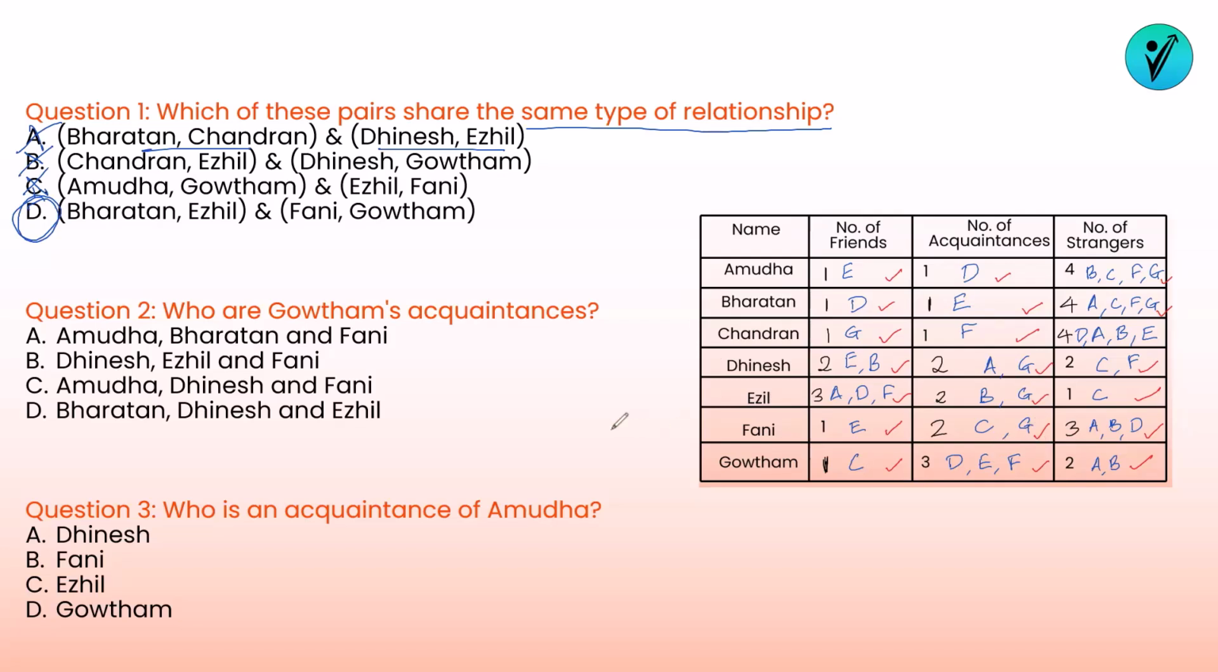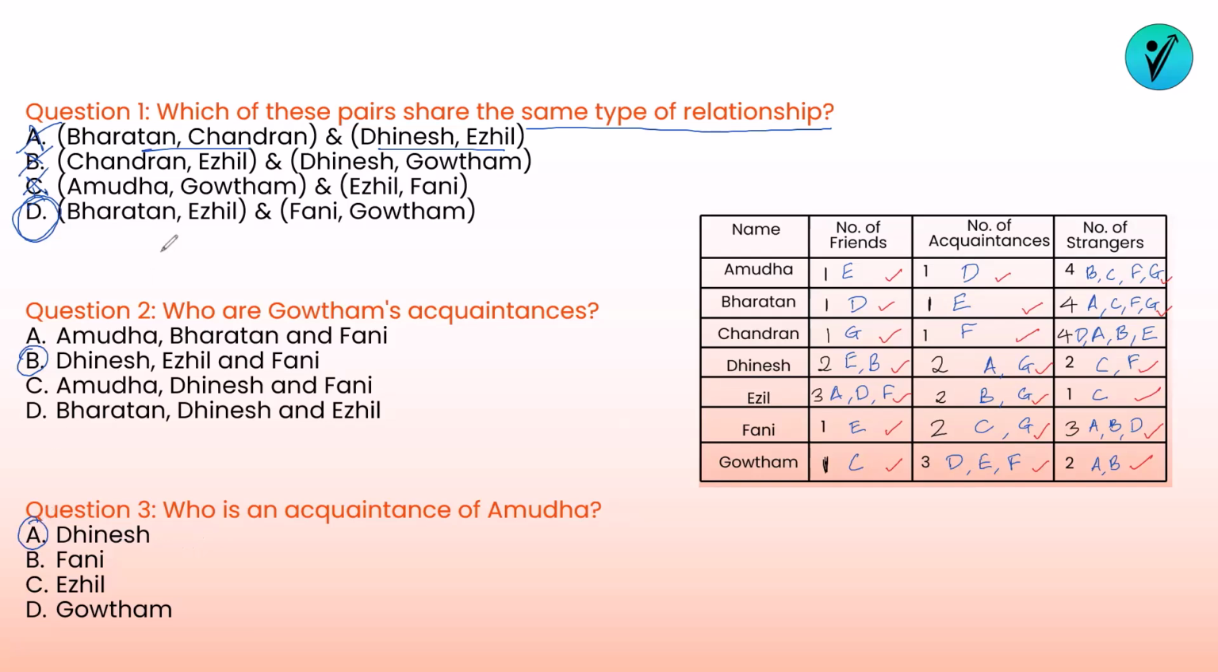Question number 2. Who are G's acquaintances? So G's acquaintances are D, E, and F. D, E, and F is option B. That's going to be our answer. Question number 3. Who is an acquaintance of A? Acquaintance of A is D. So D, Dinesh, will be the correct answer.